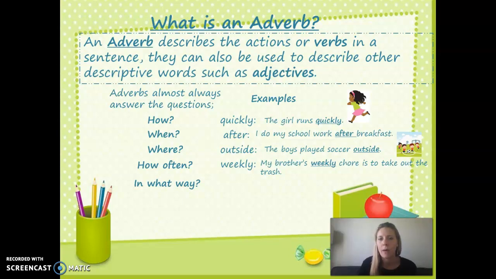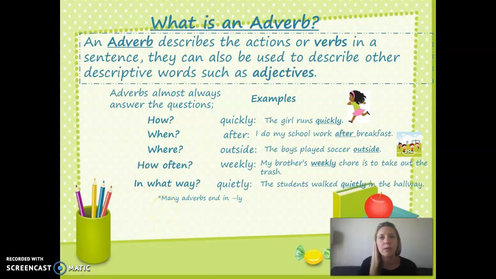And in what way? Quietly. The students walked quietly in the hallway. Walked is the verb. The students walked quietly. Many adverbs end in ly.